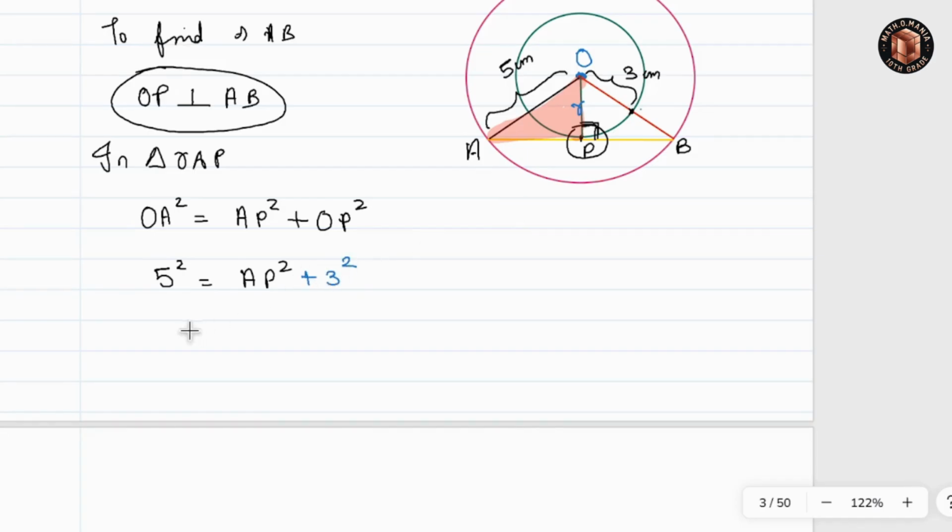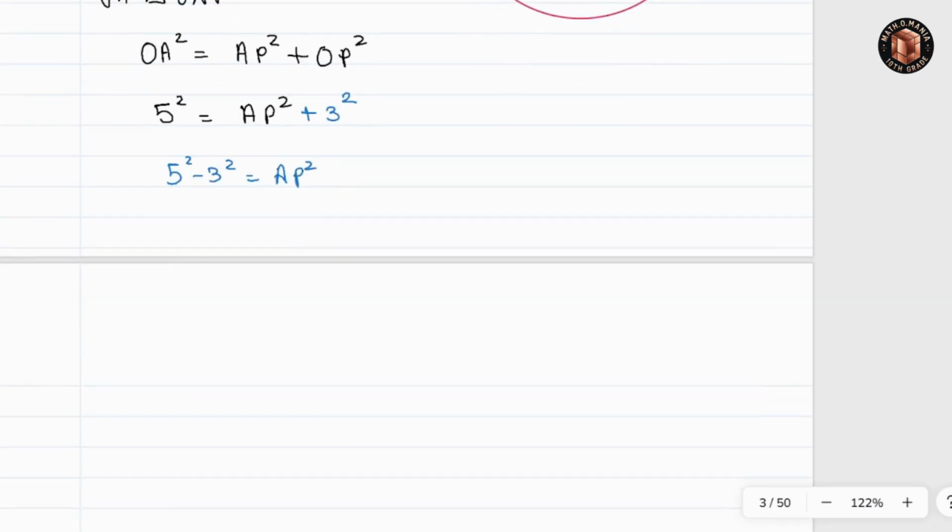So that is 3 square, which is equal to 5 square minus 3 square equal to AP square. What is 5 square? 25. 25 minus 3 square is 9. 25 minus 9 is 16. That is 16 is equal to AP square. Therefore, AP equal to how much? AP equal to root of 16, which is equal to 4 centimeter.